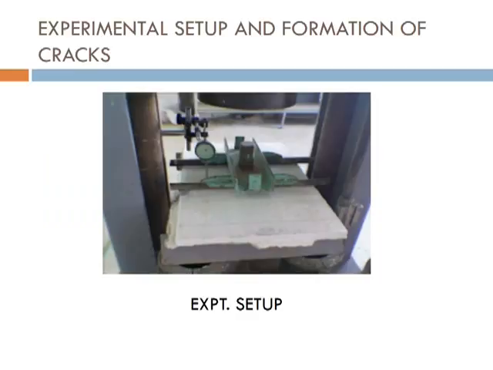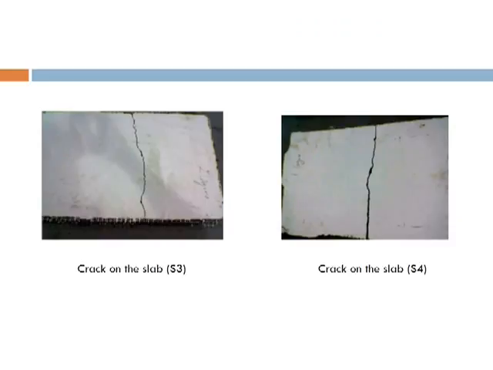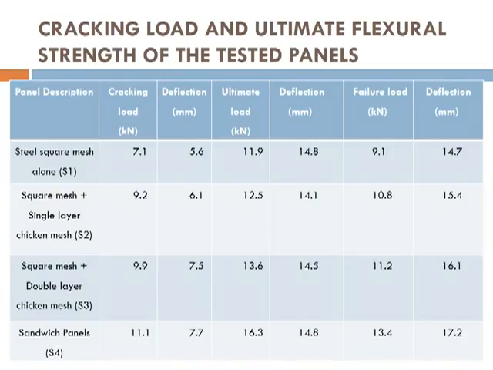The test has corresponding cracks. This is the value from the UTM: first cracking load and deflection, ultimate load and deflection, failure load and deflection. From these values, we can see that the sandwich panel shows the highest result.